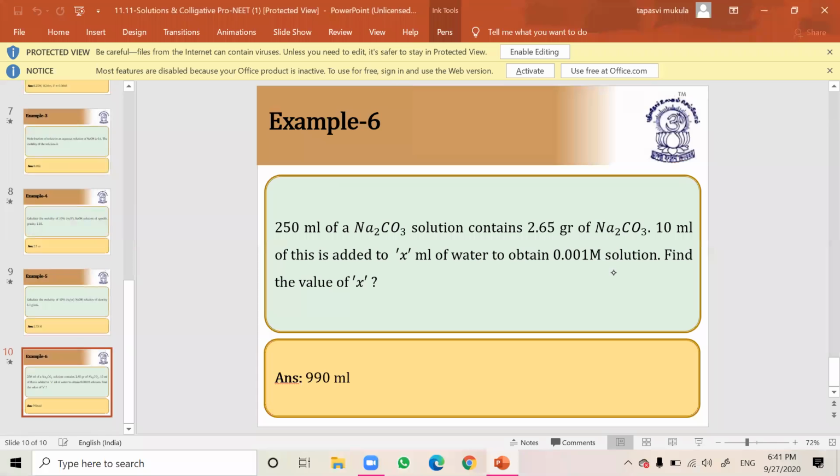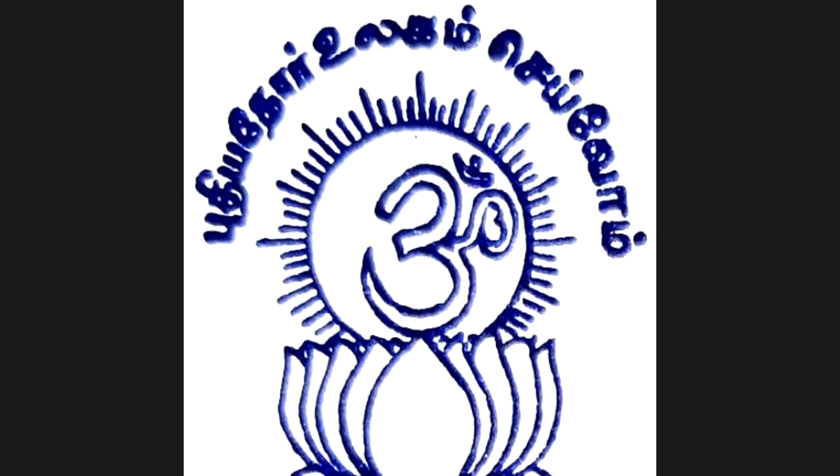So I'm ending this session. Today we have done many examples based on concentration of solutions. All these examples are most important. And next class, next session, we'll do more about solutions. I hope this is clear for you.